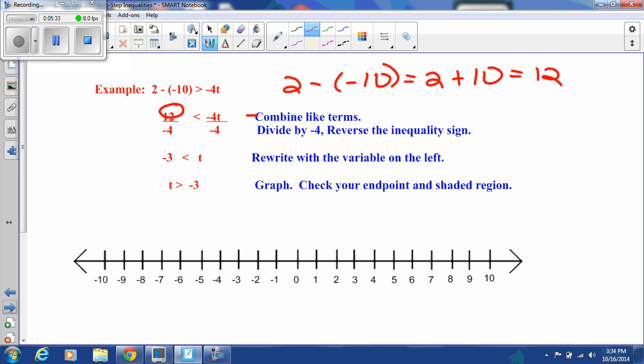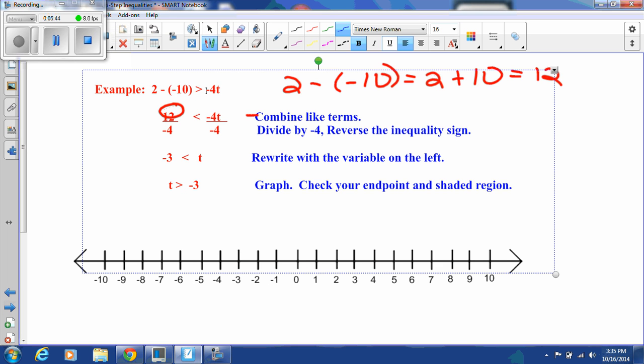And then we divide by negative 4, both sides, giving us negative 3 is less than t, because remember, we have to reverse our sign. We started out with greater than, and now we have less than. Our answer becomes less than.